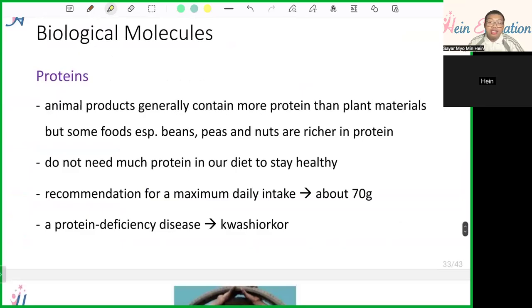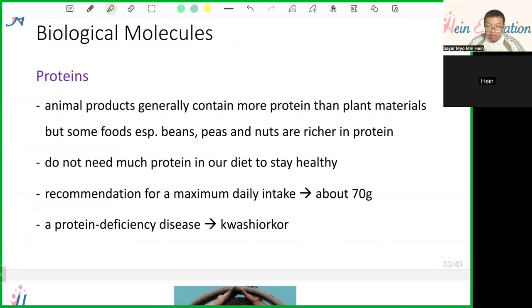Animal products generally contain more protein than plant material, but some foods, especially beans, peas and nuts, are richer in protein. And basically, we do not need much protein in our diet to stay healthy, and the recommendation for a maximum daily intake is about 70 grams per day.